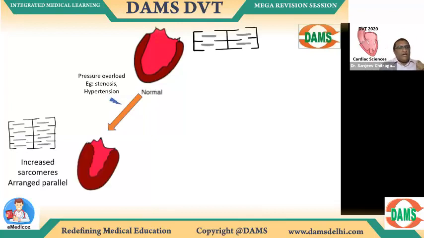So the sarcomeres are arranged in parallel, and this is what we call concentric hypertrophy. Possibly this patient would have this, if you look at the x-ray and other findings, because he was hypertensive and also a poorly compliant patient. Any hypertensive patient will start developing such a concentric hypertrophy. So this is a very important basic understanding of concentric hypertrophy.